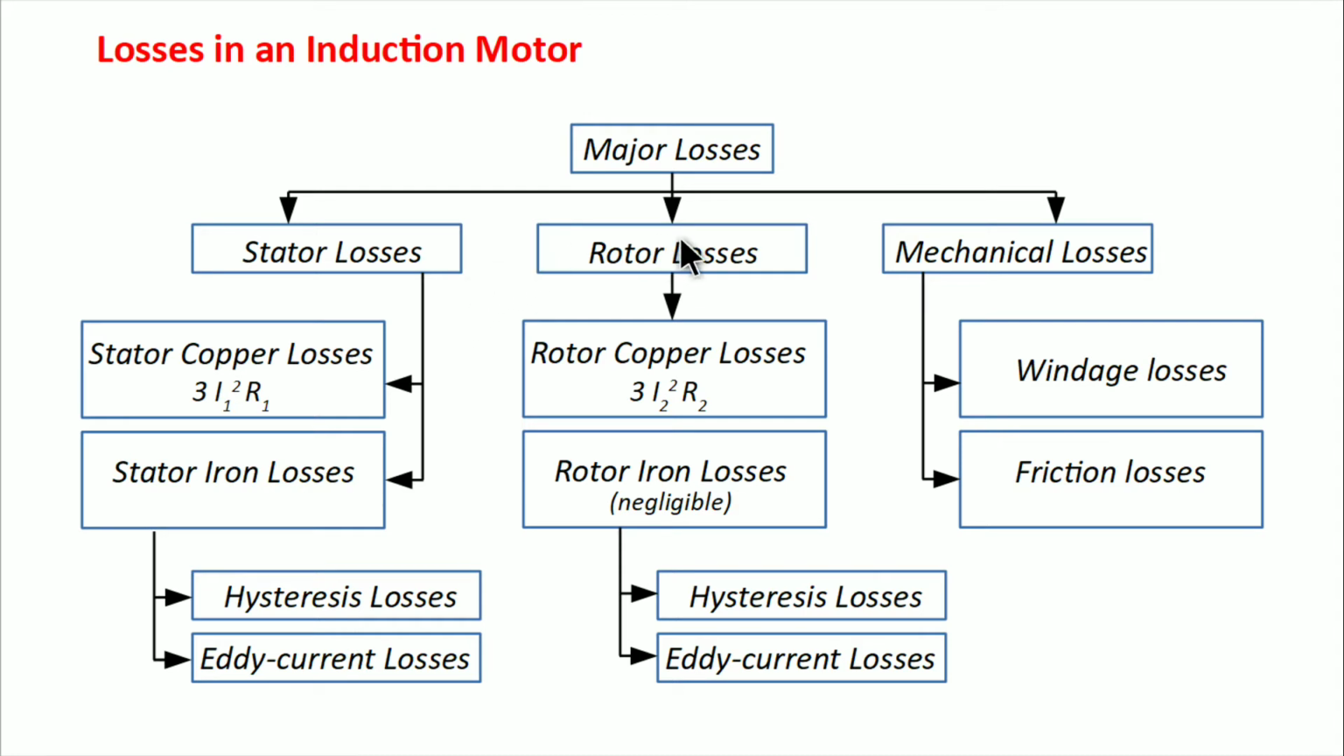Then there are losses occurring in the rotor. Rotor copper losses: similar to the stator copper losses, there is a rotor current I2 flowing through the resistance of the rotor winding per phase R2. So I2 squared R2 is the power consumed by rotor resistance per phase, and multiplied by 3 for all the three phases, the losses are 3 I2 squared R2. Again, the resistance of the rotor is kept as low as possible in the design to have low copper losses.